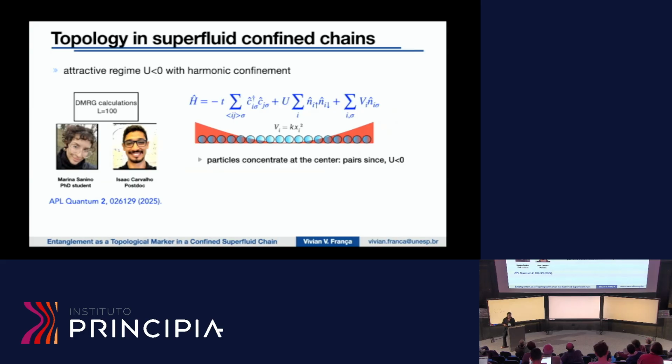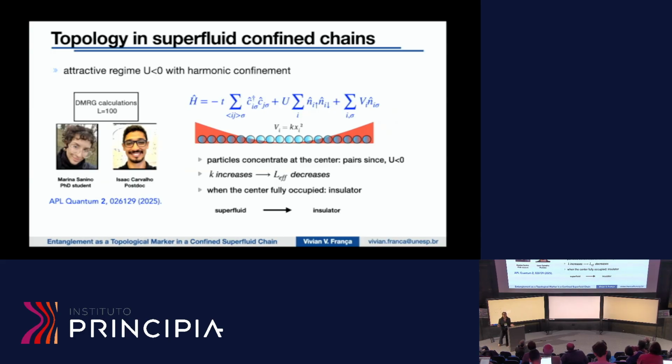But the point is that if you change K, which is just the curvature of the potential here, the idea is that you start with a superfluid, because U is attractive, but you concentrate the particles in the center, and at some point you simply fully occupy all the center sites, and that means you have no mobility at all, and that is a kind of insulator, right? So when the center is fully occupied, we have an insulator.